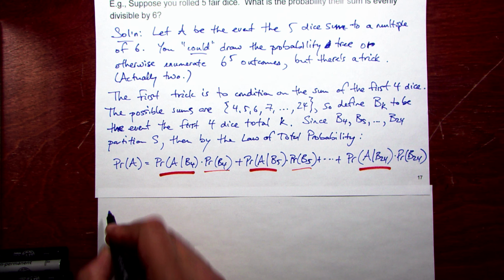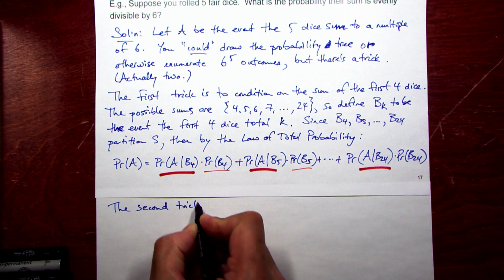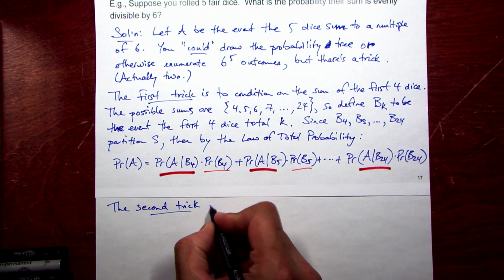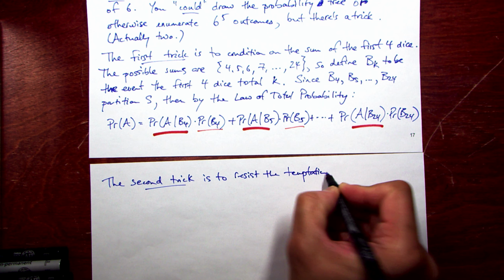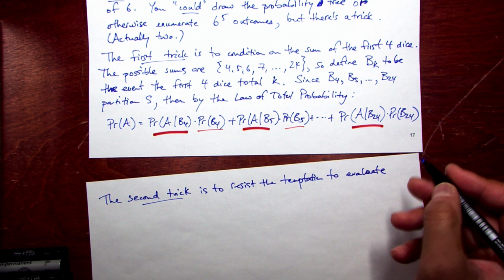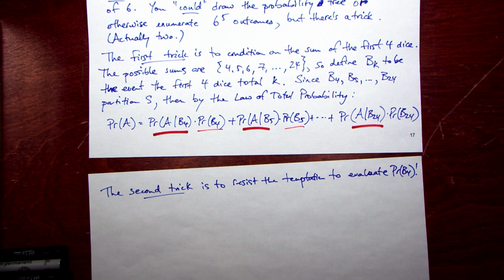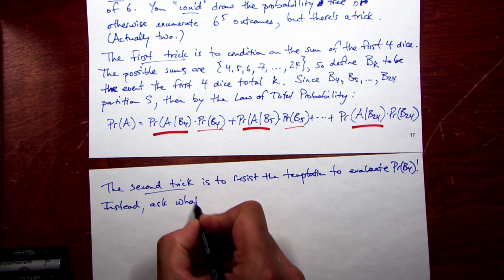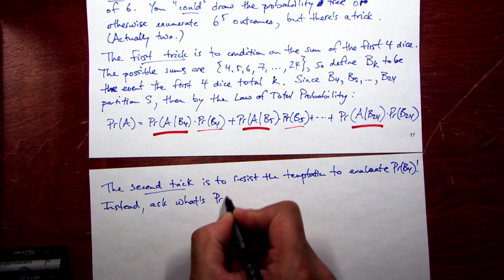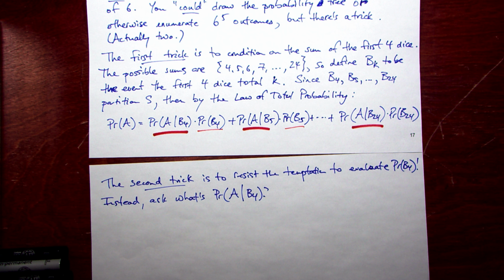So the second trick is to resist the temptation to try and evaluate the probability of B4, or the probability of Bk, any of them. Instead, we ask, what's the probability of A given B4? Okay, so let's read what it means. It's the probability that we roll a total divisible by 6 on 5 dice, given that the first 4 dice total 4.